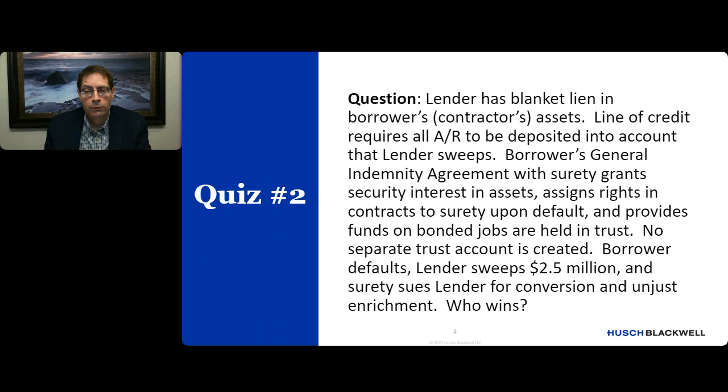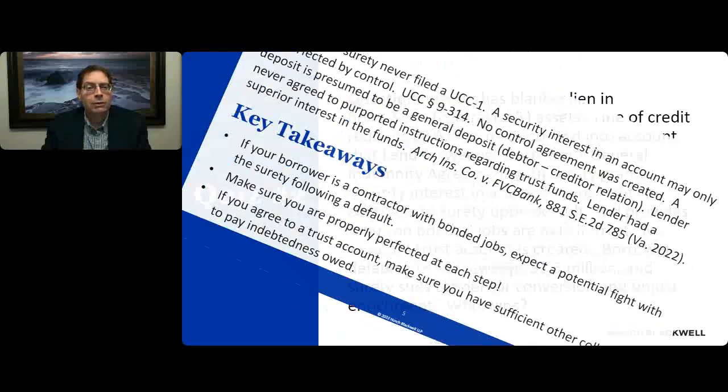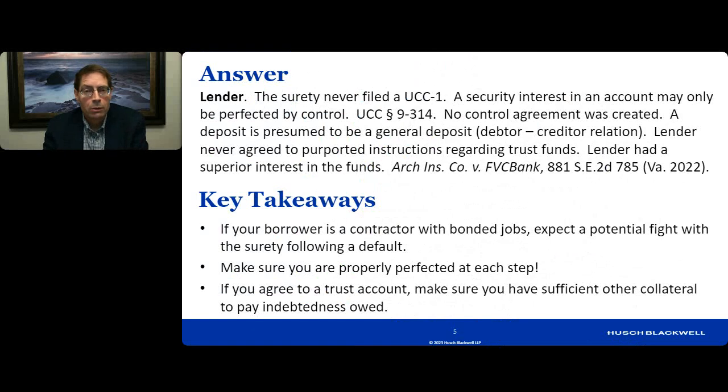So think to yourself the answer here. And the answer is, in this case, the lender wins for a few reasons. And these are important reasons. First off, the surety never filed a UCC1.